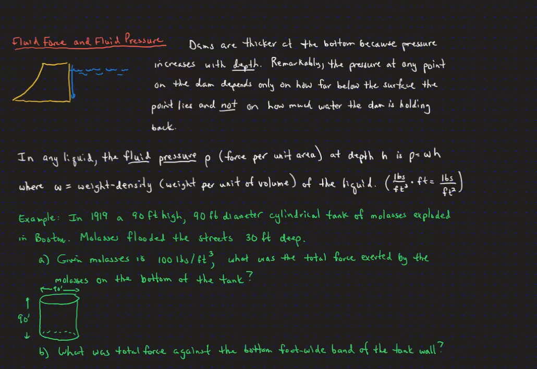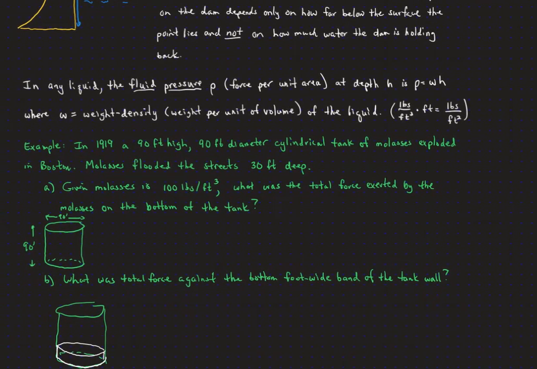In any liquid, the fluid pressure, that is the force per unit area, like pounds per square inch, or square feet or something like that, at a depth of h is given by W times h, where W is this weight density again. So it depends on the density of that liquid times the depth, how far below the surface we are. And that will give us something like pounds per square inch. If you take your weight density, which is pounds per cubic foot, times the depth, what you get is pounds per square foot of pressure.